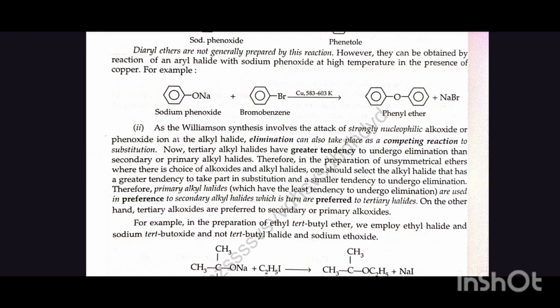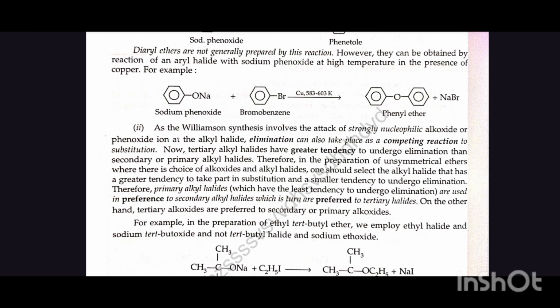Therefore, in the preparation of unsymmetrical ethers where there is a choice of alkoxide and alkyl halides, one should select the alkyl halide that has a greater tendency to take part in substitution and smaller tendency to undergo elimination. Therefore, primary alkyl halides, which have the least tendency to undergo elimination, are used in preference to secondary alkyl halides, which are preferred to tertiary halides.